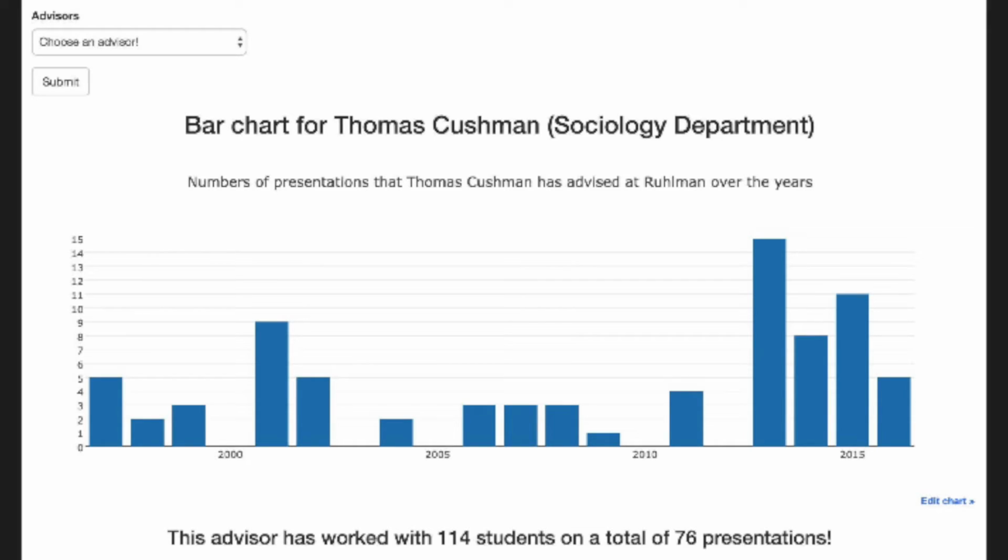So for this particular application, you choose a department, and then from there you get a list of advisors from that department who are currently teaching at Wellesley, who have advised at Ruhlman in the past. You can choose an advisor from that list, and then you get this bar graph right here that shows you over the years how many presentations they've advised on. You also get a number of exactly how many presentations there are overall and how many students overall this person has advised.